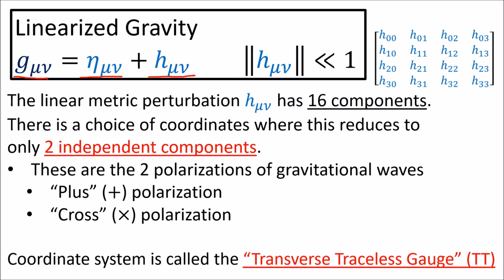And remember, physics doesn't depend on our choice of coordinates. There are only two polarizations of gravitational waves, regardless of our choice of coordinates. But in many coordinate systems, this is difficult to see because the components of h have very complicated relationships with each other. The TT gauge makes it obvious that there are only two polarizations.